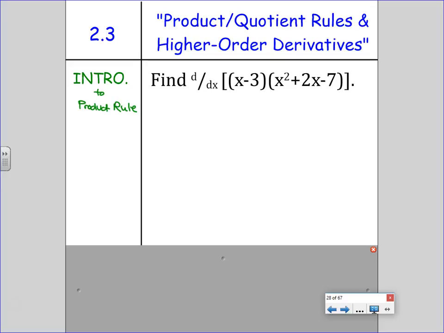Rewrite by distributing, then derive. Rewrite, then derive. All done? You guys have 30 seconds. Check with your groups and see if they agree with either how far you have gotten or the answer you've received. Go. X to the third minus x squared. Good job. 2x squared minus 2x minus 2.